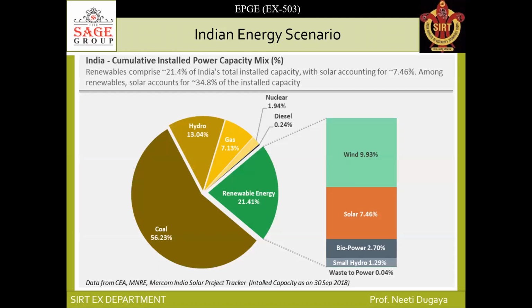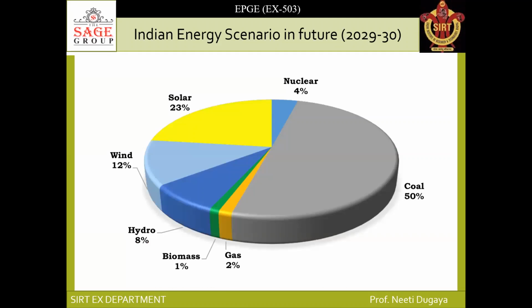As far as the Indian energy scenario is concerned, we can see clearly that coal makes 56%, hydro 13%, renewable energy around 21%, gas 7%, nuclear 1.94%, and diesel 0.24%. Out of this 21% renewable energy, 9.93% has been contributed by wind, around 7.5% from solar, biopower 2.7%, small hydro 1.29%, and other sources 0.04%.